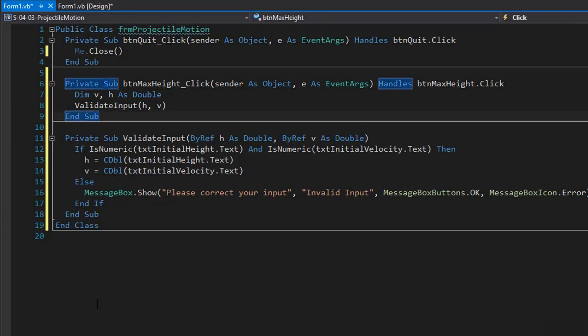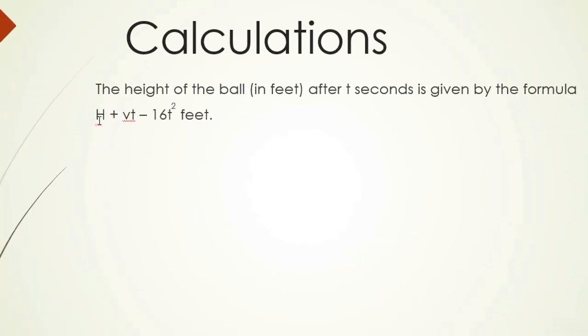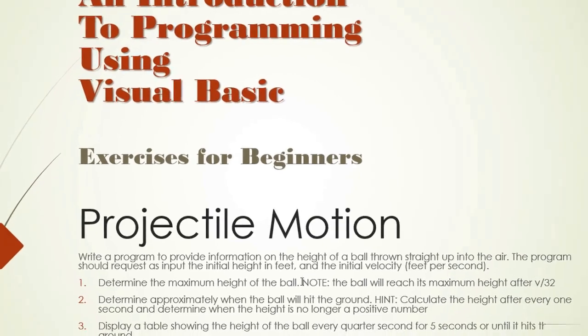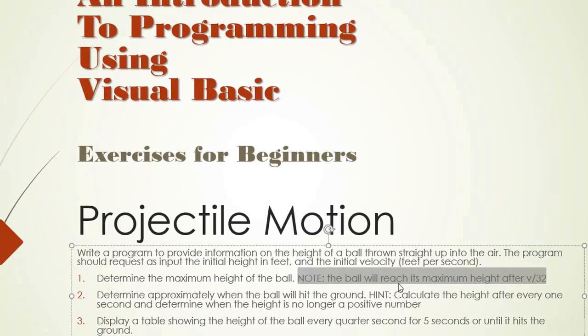So now, after we validate the input, we can perform the calculation. We are going to use the formula h plus v multiplied by t, which is time, minus 16 times t to the power of 2. Now we don't have the t value for the maximum height. However, if you look back in the hint or the note, it says that the ball reaches the maximum height after v, velocity, divided by 32. In other words, that is our time.